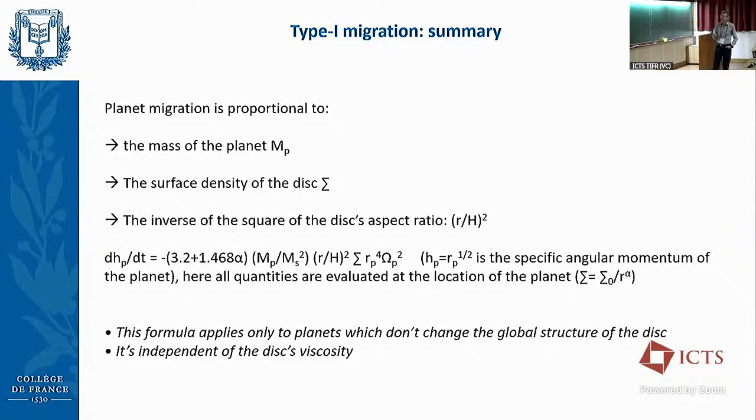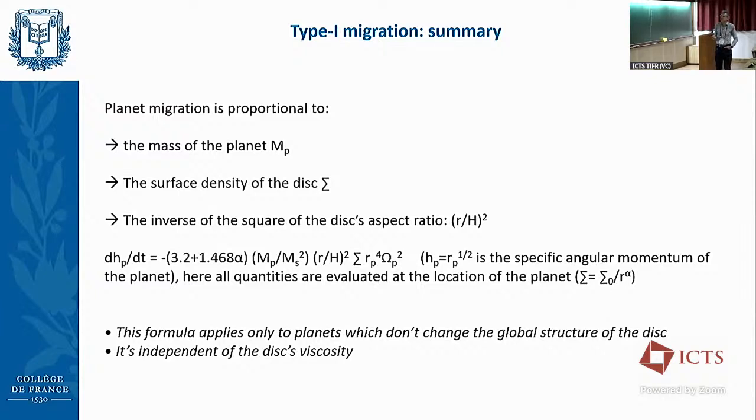Planet migration, as we said, is proportional to the mass of the planet. That's the main property of type 1 migration. So the bigger the planet, the faster it moves. It's proportional to the surface density of the disk. The more massive the disk, the faster the planet moves. But the speed of migration is also inversely proportional to the square of the disk aspect ratio. And so this is the general formula.